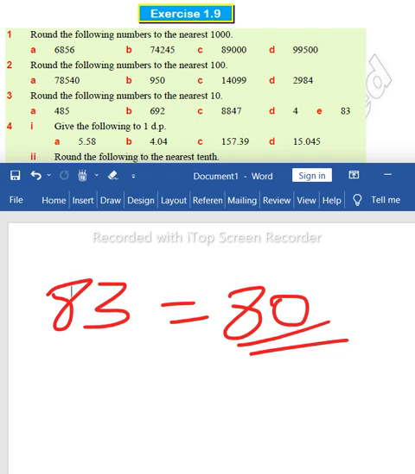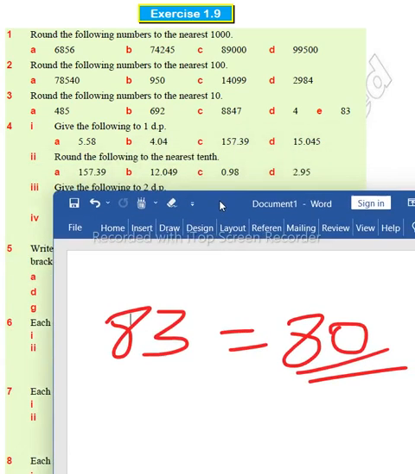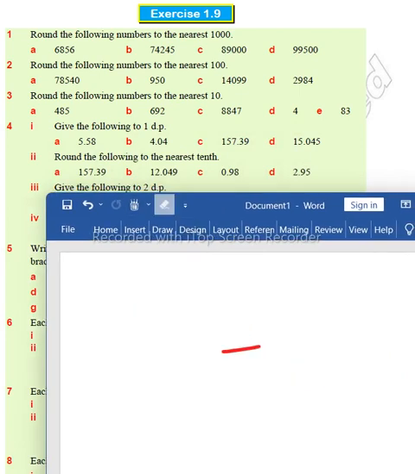If you have any question on this question, you can leave your question under the comment of this video. Now we will do question number 4. Question number 4 says, give the following to one decimal place. We have to round this decimal to one decimal place. Let us do the questions under D, and we will do the others also. First, let us do question letter I. I says, give the following to one decimal place.